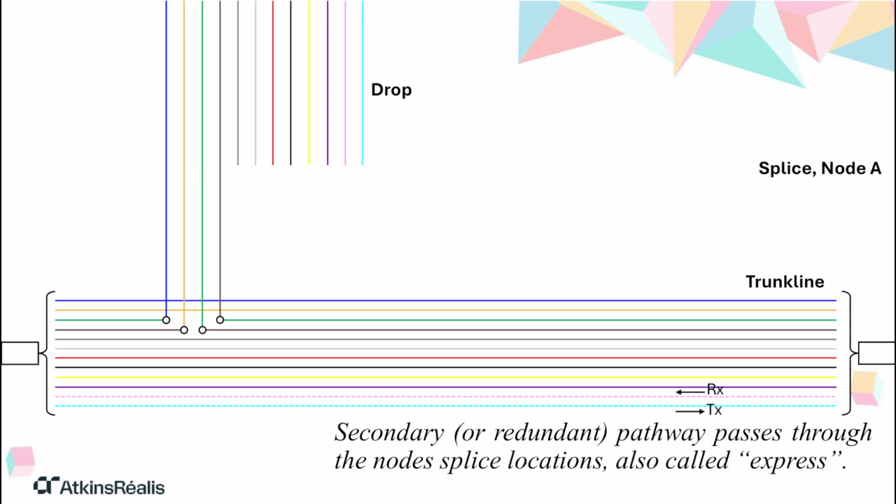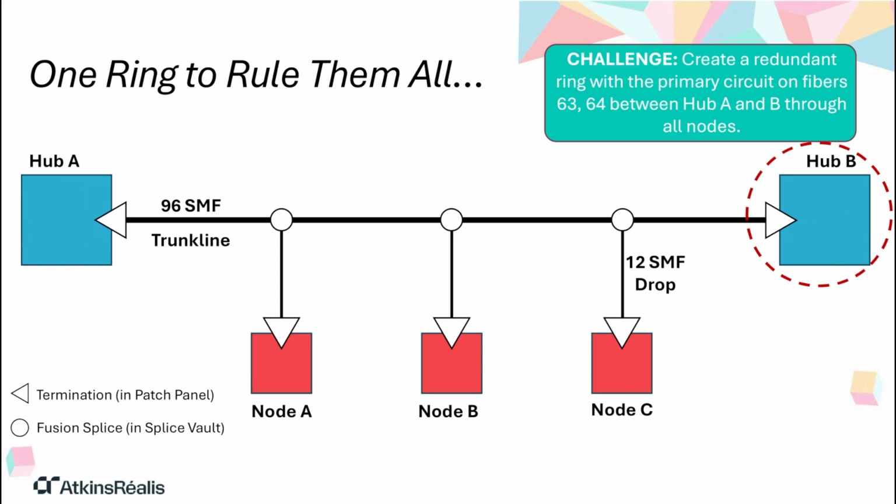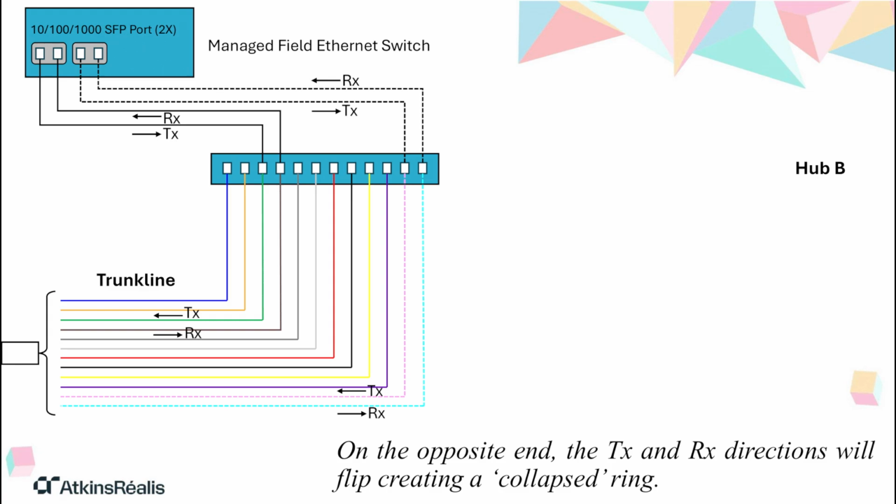Exactly. Then finally, at Hub B, you connect both pairs. You connect the primary 63 and 64 coming from node C. Right. And you connect the secondary 71 and 72 coming directly from Hub A. You might need to flip the transmit and receive pairs logically at Hub B to complete the circuits properly, closing that collapsed ring. Wow. Okay, let me picture this.